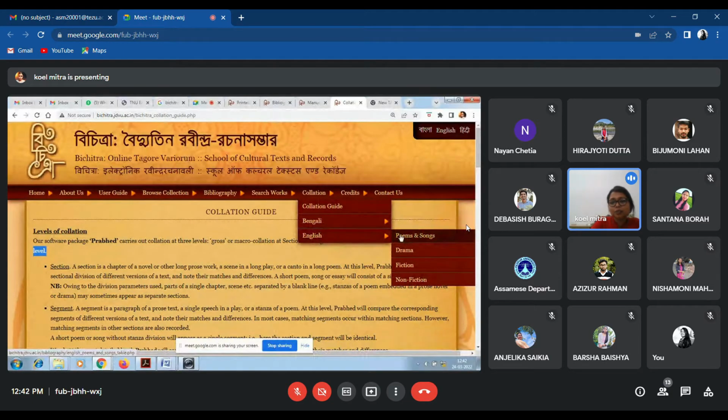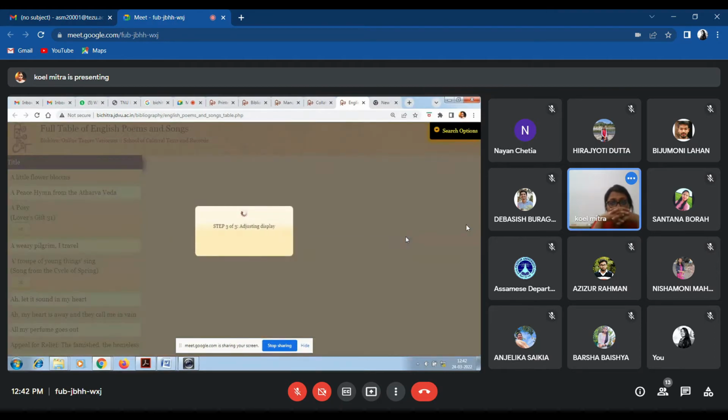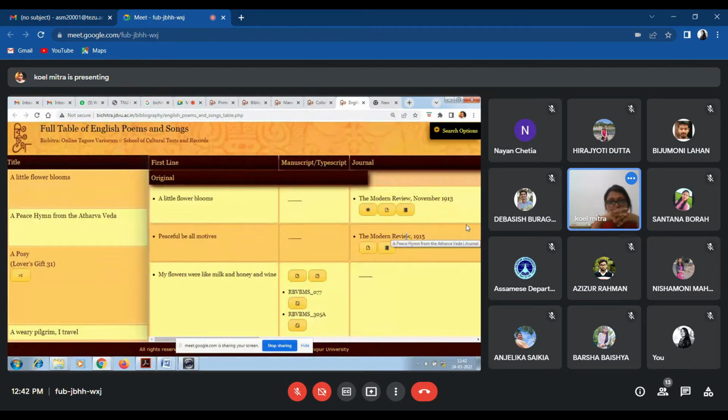Let's talk about English poems and songs. Okay, so we will first talk about A Little Flower Blooms. This is the first line of an original poem. We do not have a manuscript or typeset to collate from, so the collation can happen only in plain text.